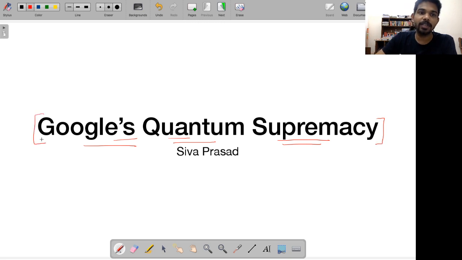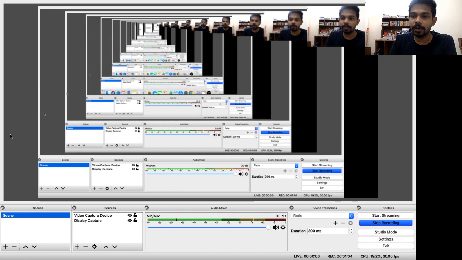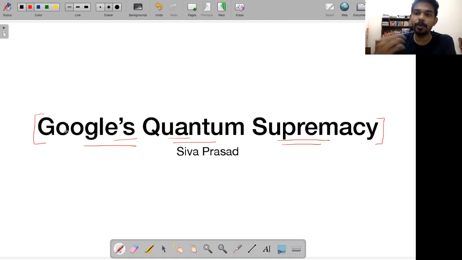So we will try to understand what exactly it means to achieve quantum supremacy. What are these quantum computers? What makes quantum computers better than the normal computers that we are using right now? We will be using the term classical computers to refer to the computer that you and I are using, including all the supercomputers that we have. They are also classical computers.